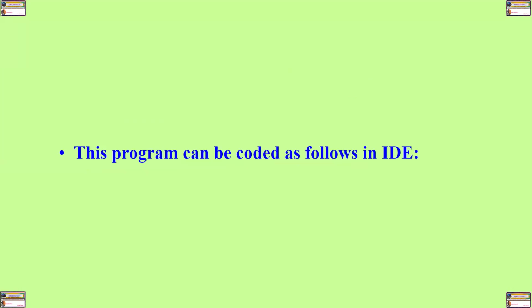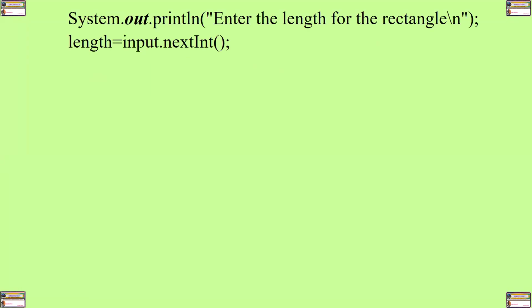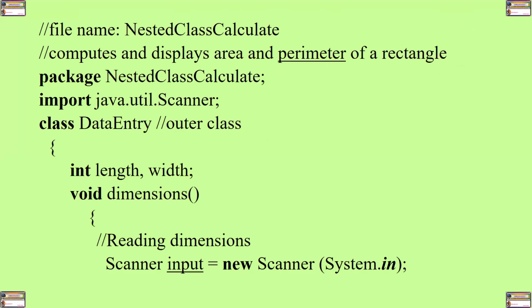So my dear students and the rest of the learners, let us copy this program, which we have discussed, and have it in Eclipse IDE. We code it in Eclipse IDE so that you can see how it will behave. Remember, the name of the project is Nested Class Calculate, and the name of the outer class will be Data Entry.